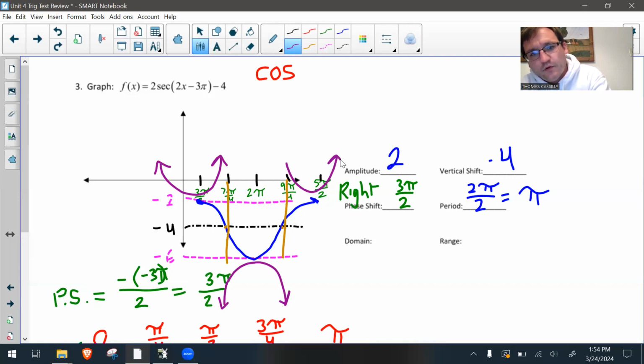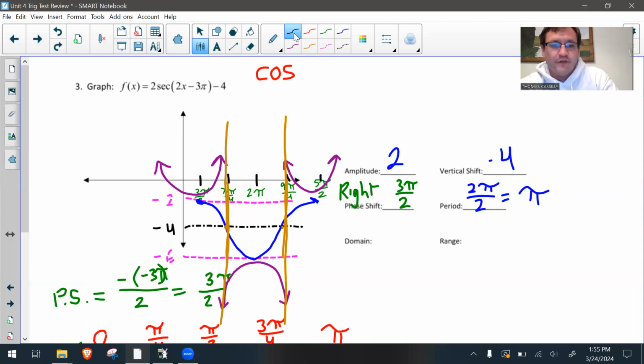And that purple spot right there is what our graph looks like. That is the secant function, those purple lines. If we strip away everything else, all we're left with is the purple lines. That's what our function looks like here. All right.